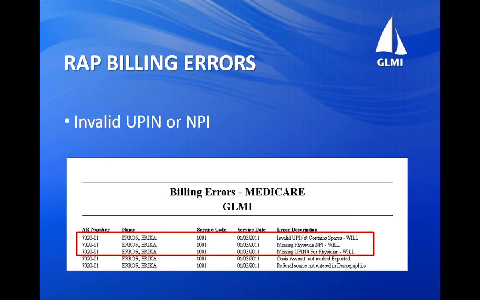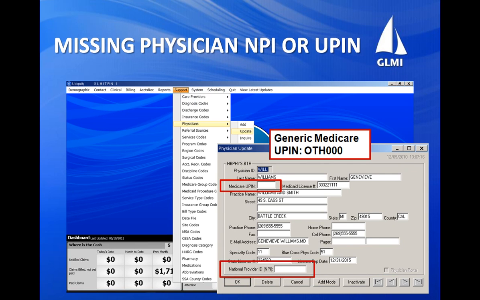Our final RAP billing errors are the errors invalid UPIN and missing physician NPI. These are both easily corrected in the physician support file. To locate the physician support file, click Support from Ubiquity's main menu, then Physicians and Update. Then select the physician you'd like to update.